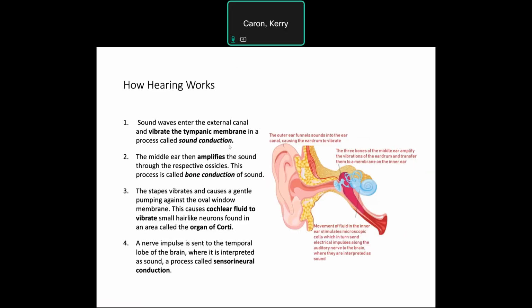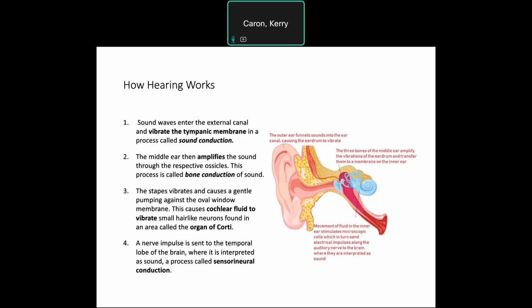So here's putting it all together, how it works. Sound waves enter the external canal and vibrate the tympanic membrane in a process we call sound conduction. So we hear something, sound. It goes to the tympanic membrane, or the eardrum. Then the middle ear is responsible, remember those ossicles, the malleus, the incus, and the stapes, for amplifying that sound. So we go from sound conduction to bone conduction.